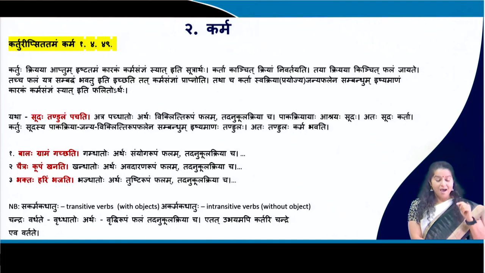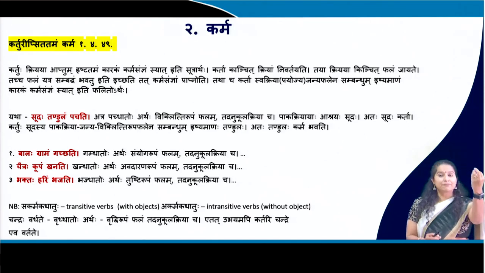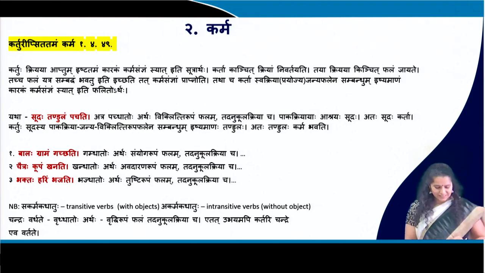Similarly, bhaktaha harim bhajati. Bhaj dhatoh arthaha tushti rupam phalam. So, you have to find out what is the fruit. In the bhajanam, what happens when you're doing a bhajanam? The fruit is the feeling of satisfaction. And tadanukula kriya. And that's why bhajati is to arrive at that fruit. And where is this fruit residing? In Hari. So, the action is in the bhakta and therefore bhaktaha. But that fruit of the ishtatamam is in Hari and therefore harim bhajati.